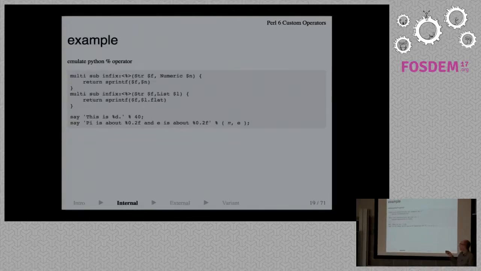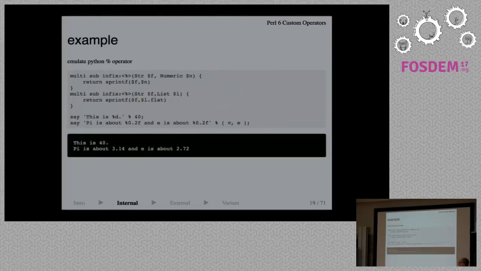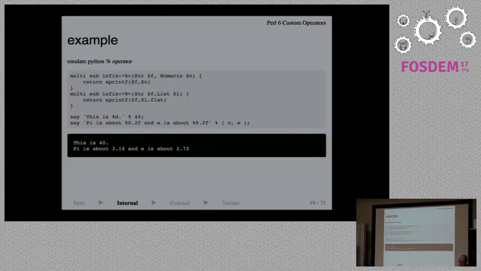Here we say when you have a string and a number, we just do an sprintf. If you have a string and a list, you do the same thing. You flatten your list and pass it as arguments to sprintf. Then we can say this is %d, and it'll put the 40 where the %d is. We can say pi is about %0.2f, e is about %0.2f, with the symbols pi and e. This works just like that. We get this is 40, pi is about 3.14, e is about 2.72.